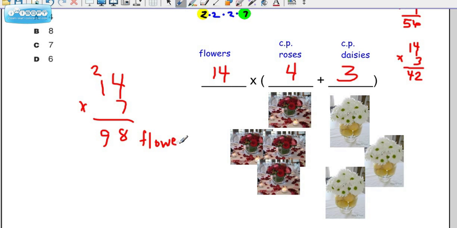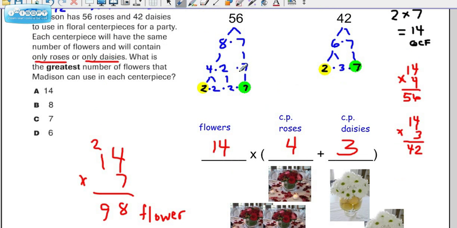So if we go back and really read carefully what they're asking for, it wants to know what is the greatest number of flowers that Madison can use in each centerpiece, and this is what you want to look at right here. 14 is the correct answer.